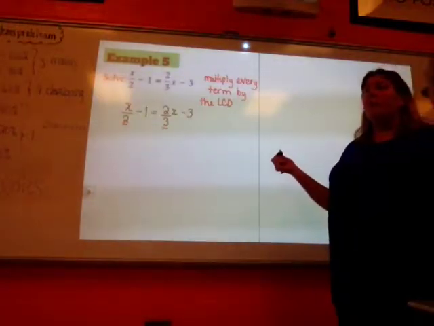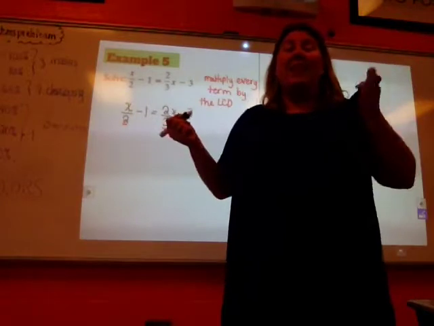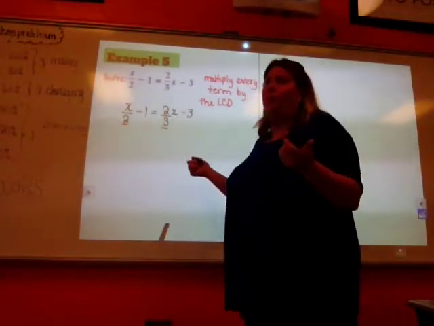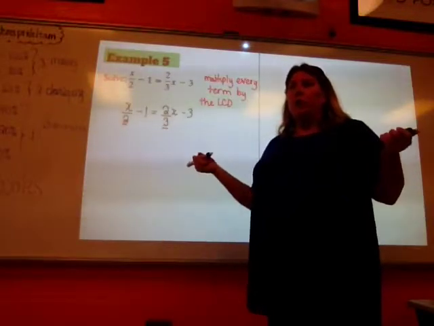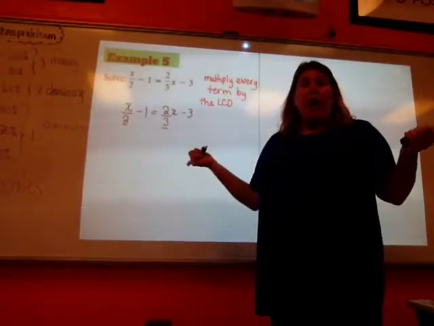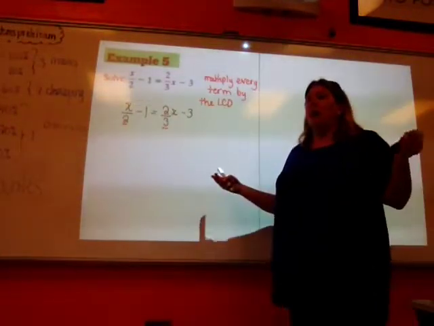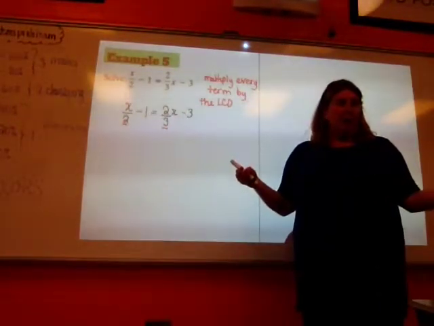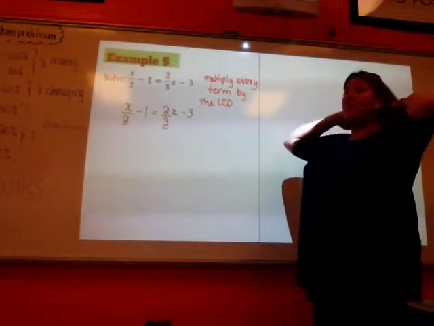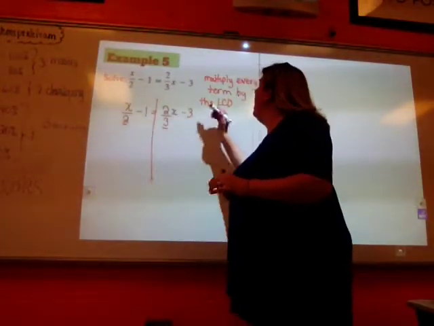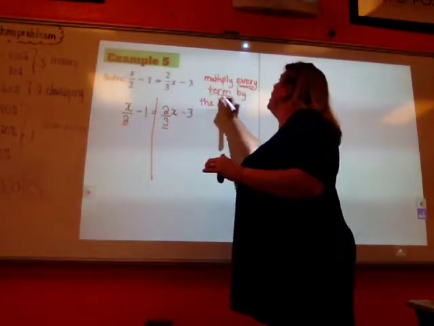Now, it doesn't have to be the least common denominator. It just makes your life easier if it is. I could pick 24, because 3 and 2 also will go into 24, right? I could pick 12, right? But it will make your life easier if you pick the least common denominator. So that's going to be 6. Everybody agree?